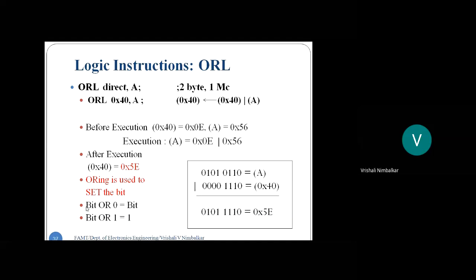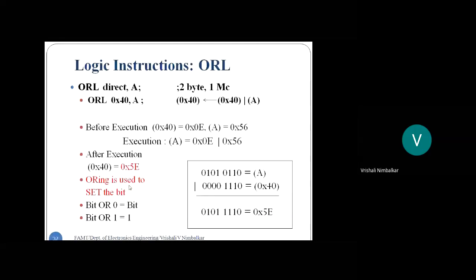Any bit ORed with 0, you get the bit as it is at the output. But if the bit is ORed with 1, you get 1. The bit can be anything, let it be 0, let it be 1. Any bit ORed with 1, output is 1. And a bit ORed with 0, you get the bit as it is. So why is ORing used? ORing is used to set the bit. Any bit, if you want to make it 1, OR it with 1. Output will be 1. So ANDing is used to clear the bits, and ORing is used to set the bits.